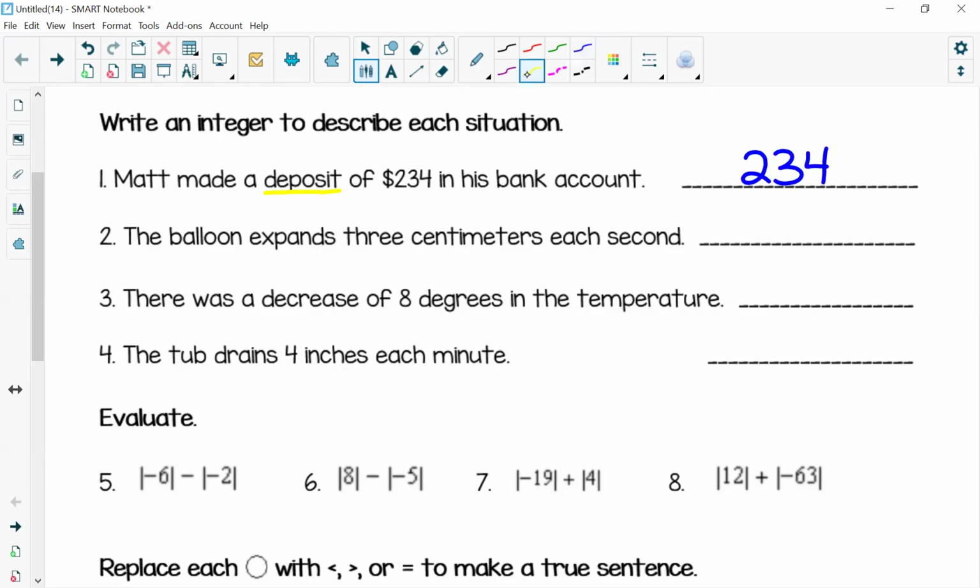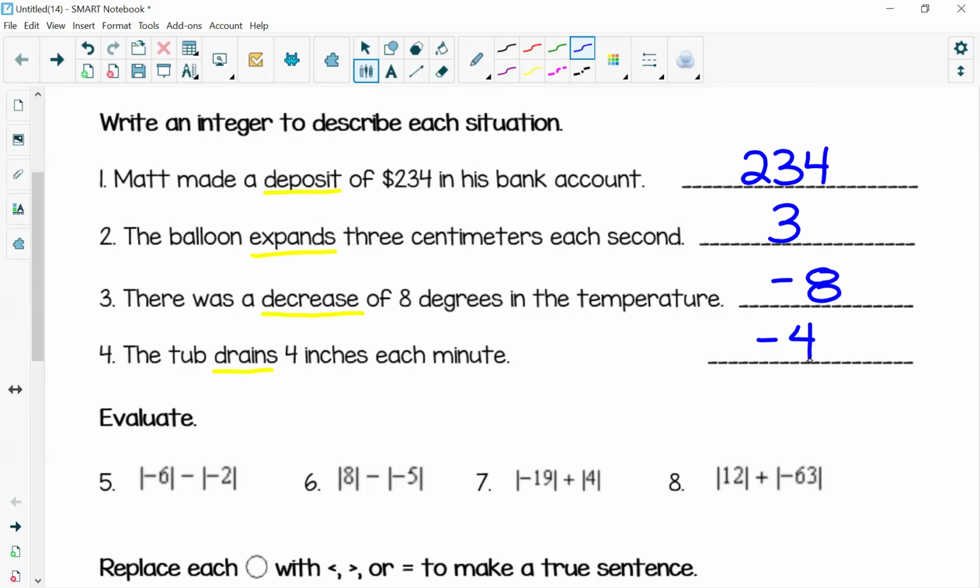Okay, next we have the balloon expands. It expands 3 centimeters each second. Positive 3. It's blowing up. Okay, it's going out. Next, there was a decrease, it's going down, a decrease of 8 degrees in the temperature, which would be a -8. Next, we have a tub drains. Okay, it's going down. Drains 4 inches each minute. So we have a -4.